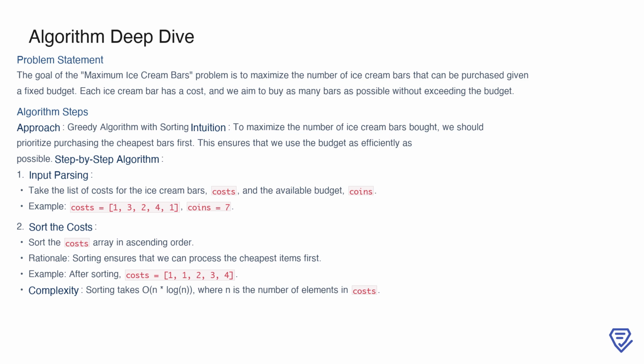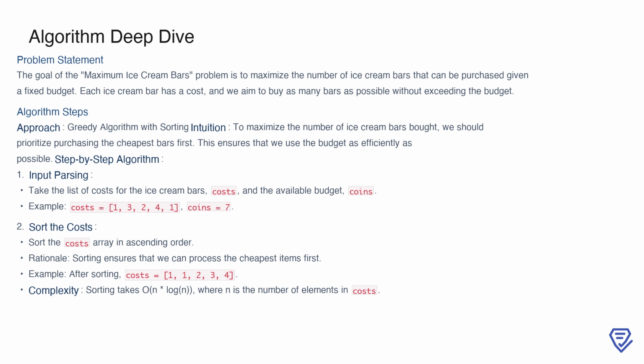First, we start by parsing the input, which includes the costs array, representing the price of each ice cream bar, and the coins, which is the total budget available. For example, if we have costs equals [1, 3, 2, 4, 1], and coins equals 7, these represent the data we will work with. Next, we sort the costs array in ascending order. By sorting, we ensure that we can process the cheapest ice creams first, which is the most efficient way to use the budget. After sorting, the costs array becomes [1, 1, 2, 3, 4].